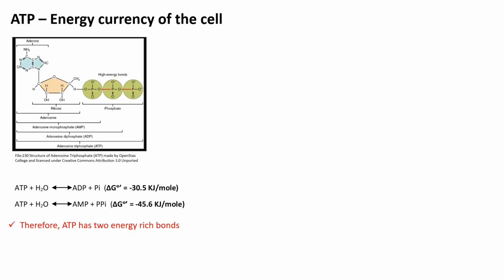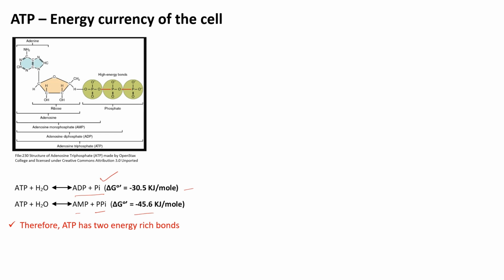Now, the energy currency of the cell is ATP. Why is ATP the energy currency of the cell? Because ATP can dissociate into ADP plus Pi with a delta G of -30.5 kilojoule per mole, and ATP can also dissociate into AMP plus PPi with a delta G of -45 kilojoule per mole. That means ATP dissociates into ADP with the release of 1 phosphate, and the delta G is -30.5, and ATP can dissociate into AMP plus PPi, that is release of 2 phosphate, and the delta G value is -45.6.